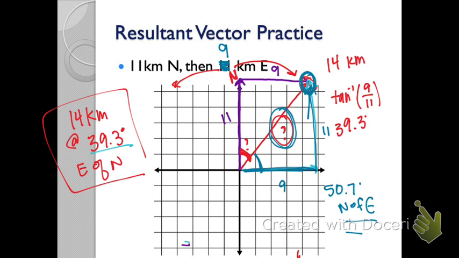So you can add vectors in any order. It doesn't matter the order in which you draw them because it's going to get us to our final destination the same way. So either of those answers would be acceptable: 39 east of north or 50.7 north of east. Even if it says "then," you can still add them in any order you want to.